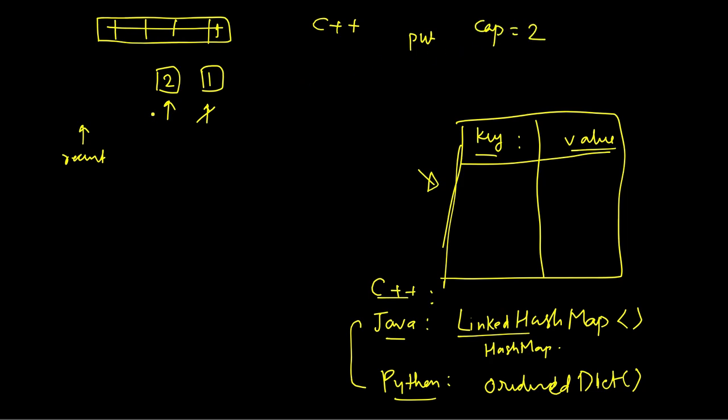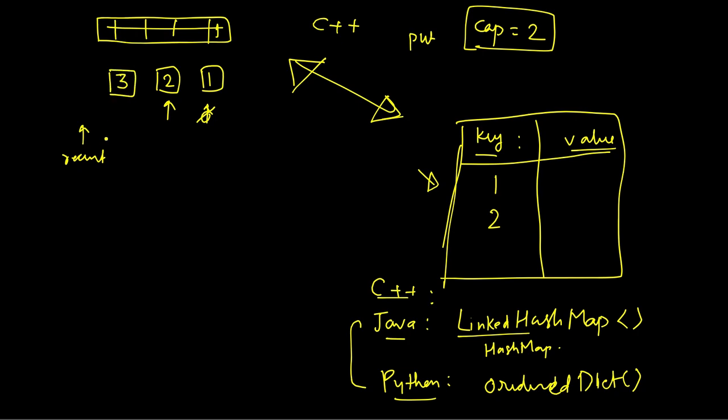Now I want to access 1. We also put here 1 and 2. The map will also always have this many elements. If we remove from here, we also remove from the map, so that there is consistency between the linked list and map. And what do we store as value? Let's say I want to insert 3. Then I have to remove this.